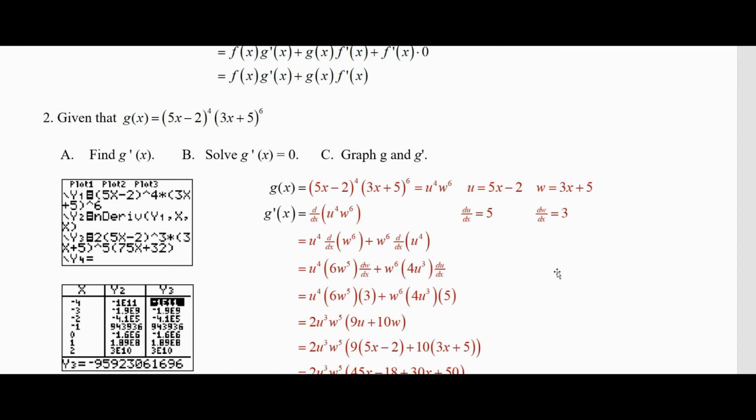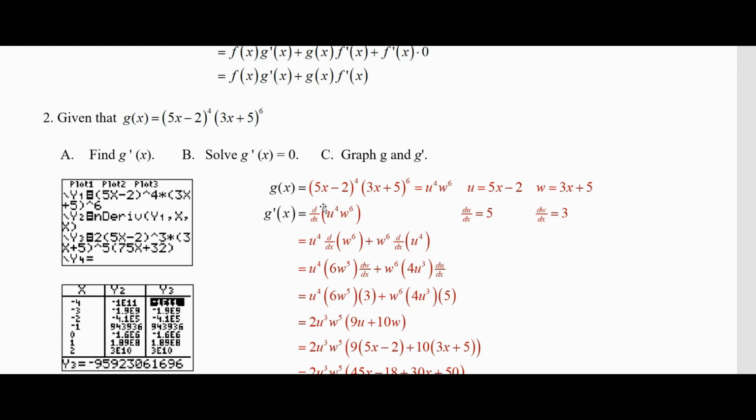This one says find g prime of x, where g of x is parentheses 5x minus 2 close parentheses to the fourth times parentheses 3x plus 5 close parentheses to the sixth. And I'm going to think of this after doing some substitutions as a product of power functions. So we're going to let u be the 5x minus 2, so that du over dx is 5. And let w be the 3x plus 5, so dw over dx is 3. So then the original function just becomes u to the fourth times w to the sixth.